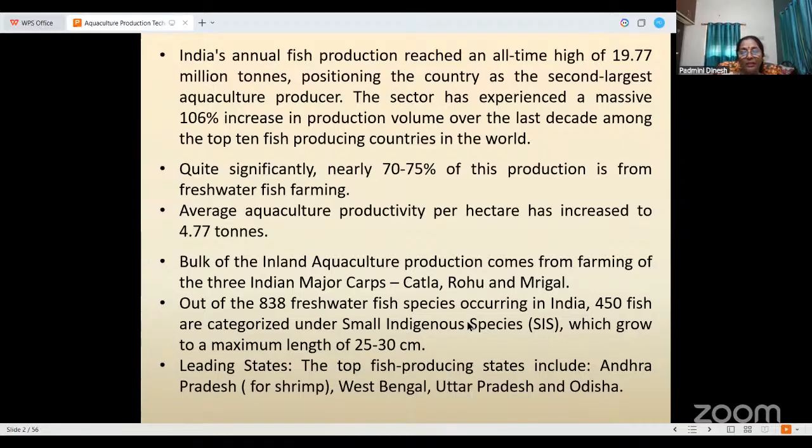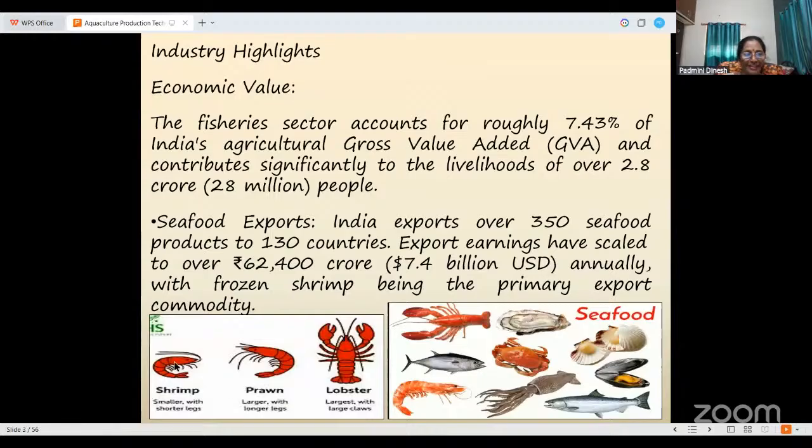And who are the top leading states of India? Of course, Andhra Pradesh, then comes West Bengal, Uttar Pradesh, and Odisha. Andhra Pradesh is famous for shrimp. If you remember what a shrimp is, the shrimp is a smaller size of the prawns. And what are prawns? Prawns are a little bit smaller than the lobsters. I'll show you all the difference over here. So that's a shrimp over there.